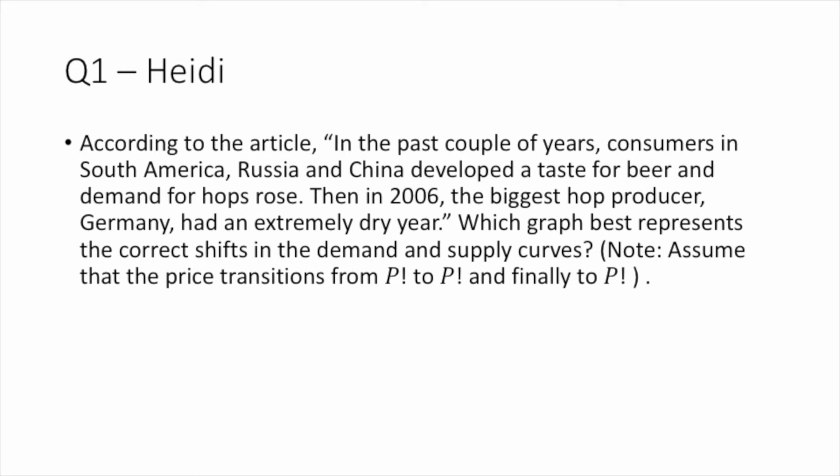To answer this question, we must know that movements along the demand and supply curve are caused by changes in the price of a good, whereas shifts in the supply and demand curve occur if something other than the price of a good changes.